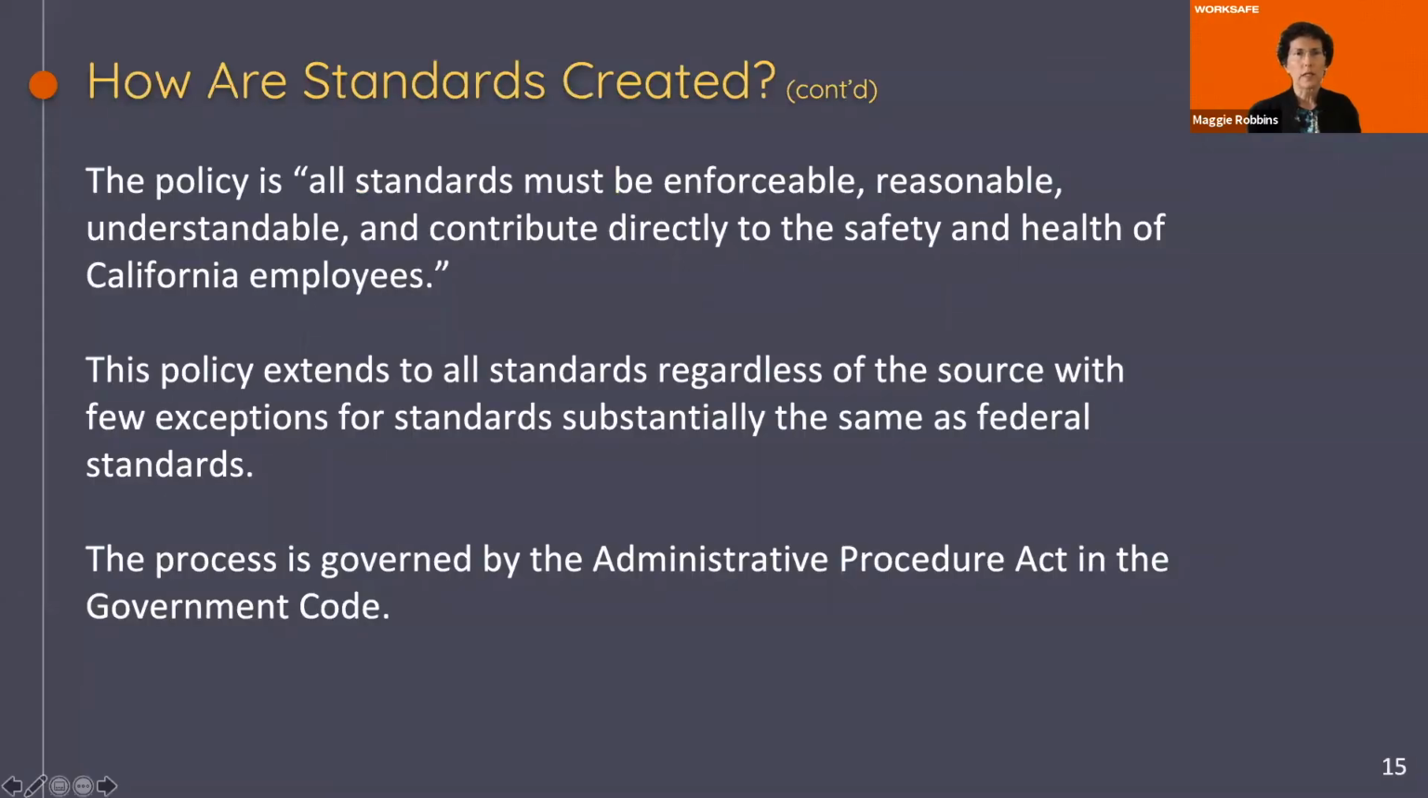The board's policy is that all standards need to meet the criteria listed here: being enforceable, reasonable, understandable, and contributing directly to the safety and health of California employees. They apply this to all their standards, but there is another way that some standards get adopted, which is basically a straight pass-through of federal OSHA standards into the state standards. Those have a somewhat different process, more of a direct pass-through. All of this process is governed by the Administrative Procedures Act.